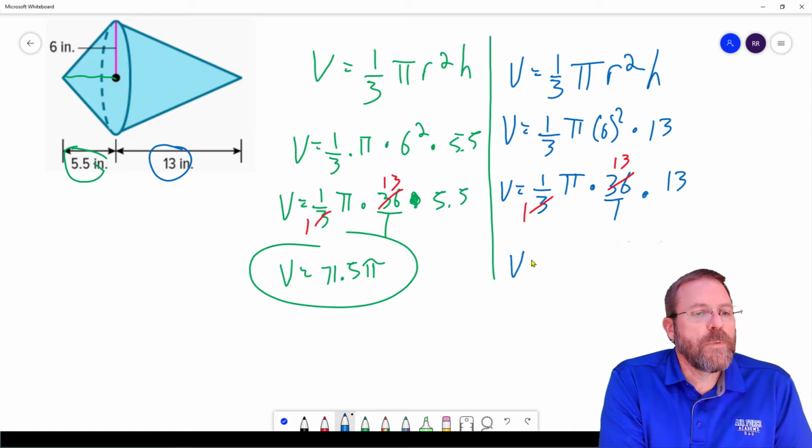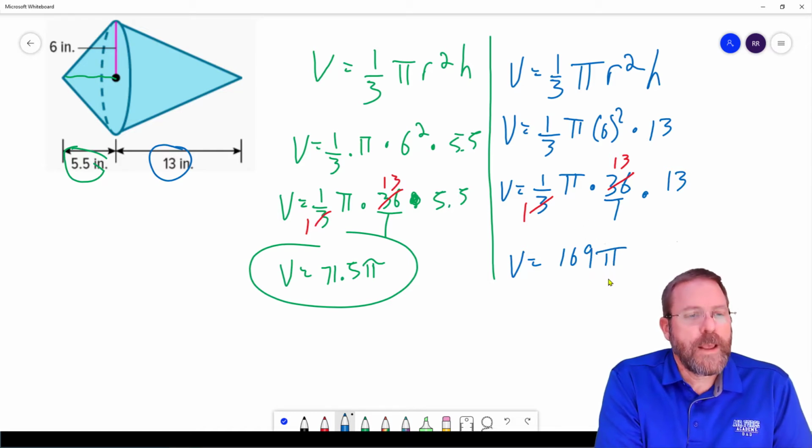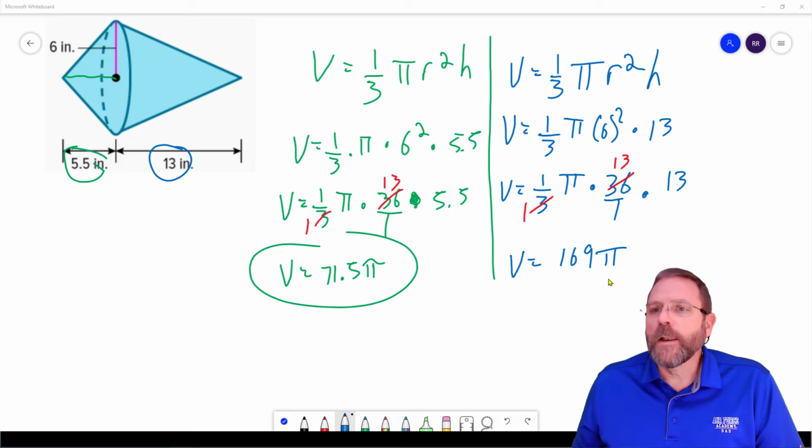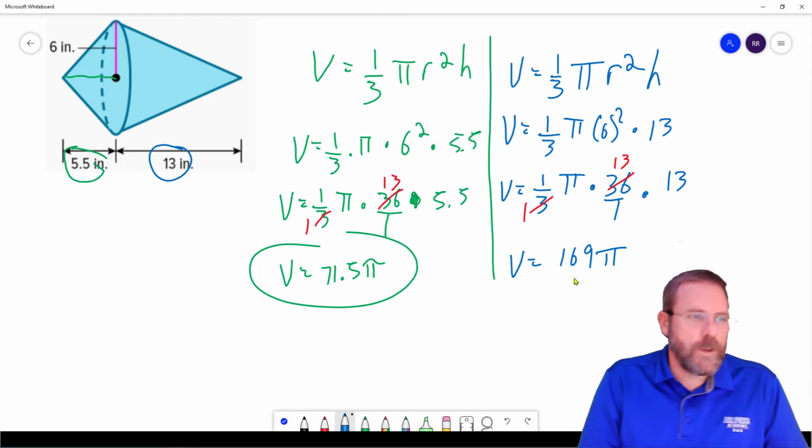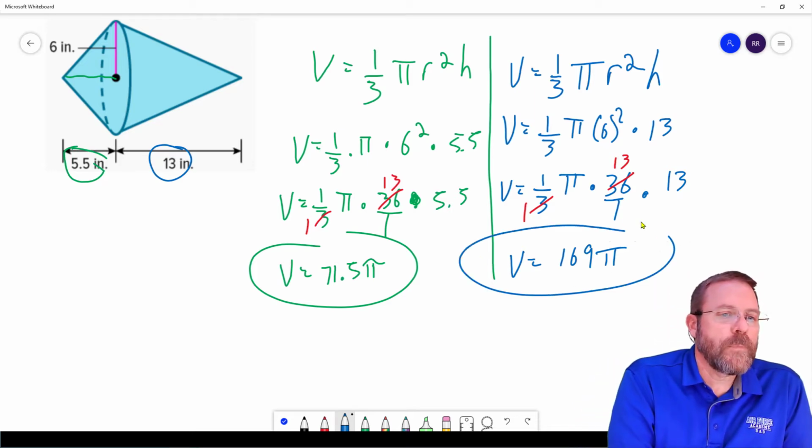And I'm going to multiply that. So now I have 1 times 13 times 13, which I believe is 169 over 1. And I'm going to have a pi there again. Now let me just make sure 13 times 13 does equal 169. Good. So from here, I'm going to circle that. I'm going to add those two numbers together.